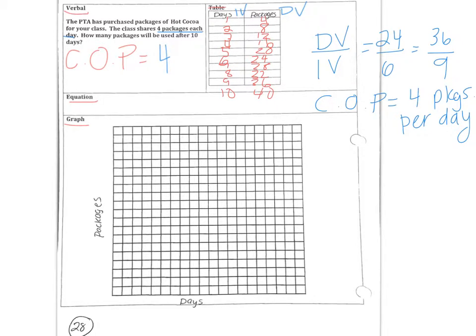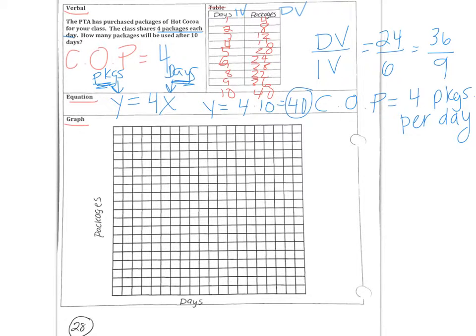When I go to write my equation relating y and x, my DV and my IV, I get the equation y equals 4x. Y is the number of packages, the DV, x is the number of days. To get the number of packages, I multiply 4 times however many days there had been. So if I think about how many packages are on the 10th day, all I have to do is 4 times 10, which gives me the answer 40 packages.